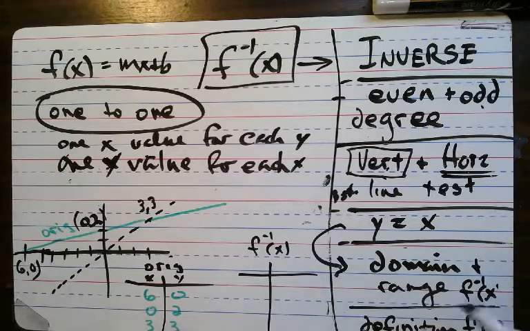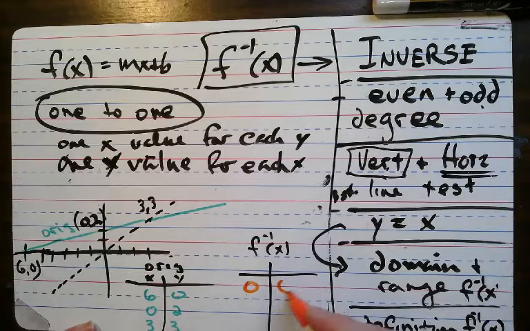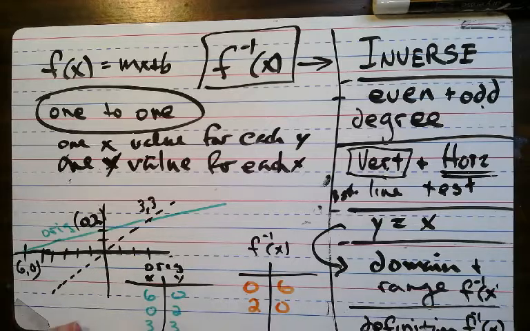I already know what the points are, because if 6, 0 is on the graph, then 0, 6 is on the inverse. What am I doing? I'm switching the x's and y's. So here, 2, 0, I switch the x's and y's. It's like I'm taking it and flipping it over. Here it doesn't matter because 3, 3 stays the same, right? So what does that mean?